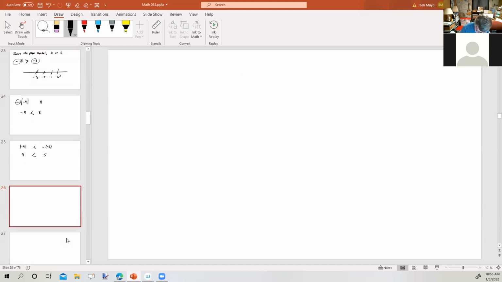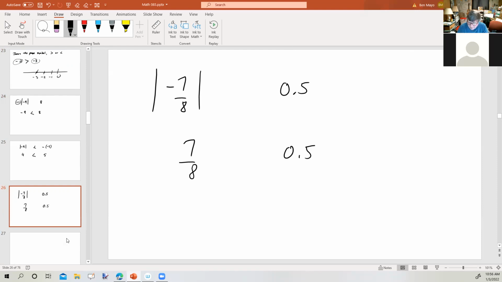And finally, the absolute value of negative 7/8 compared to 0.5. The absolute value of negative 7/8 is 7/8, and 0.5 is 0.5. Now, to compare these, we need them to either be both fractions or both decimals. Well, if I take 0.5 and I change it into a half, then I'm going to have to change it to have the same denominator as the 7/8. So it's probably easier to compare them as decimals.